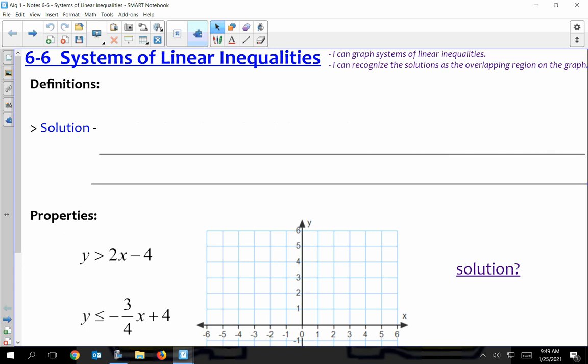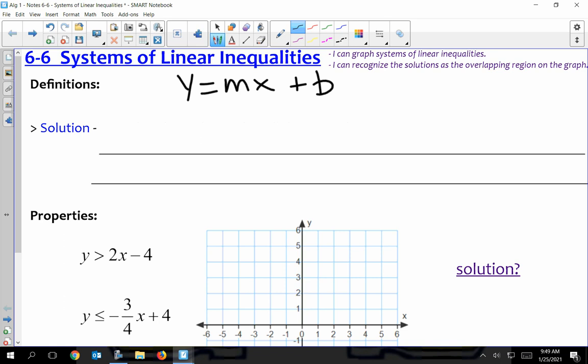So one, we just have to make sure that we understand we're using this form to be able to get a line and graph it. Okay, and then we're also remembering that when we have these kinds of symbols, it's dashed lines. If you have this or this, it's the solid line.